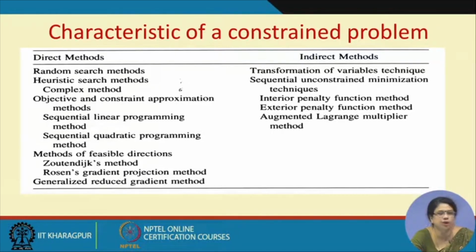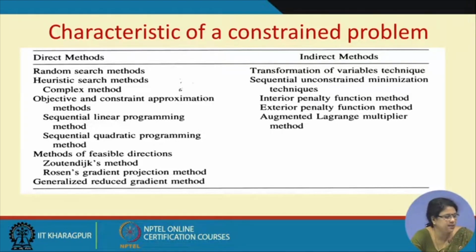And in the indirect methods, the most popular are the interior penalty function method and the exterior penalty function method. Some other variations of the Lagrange multiplier method are also there. I plan to have classes on direct methods and indirect methods, and I will cover a few of them, not all. Random search method I have already explained a little bit, the grid search technique, random search technique, and grid walk method.